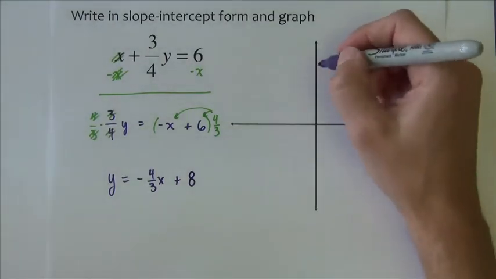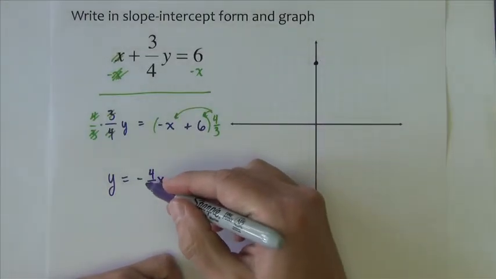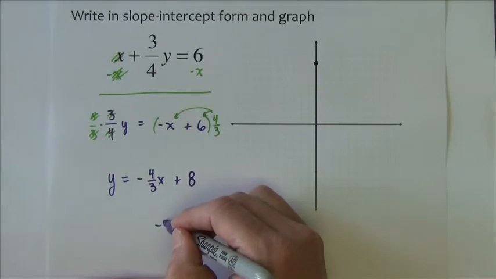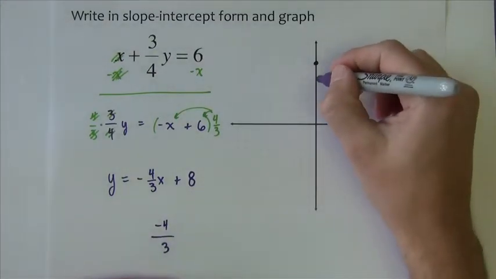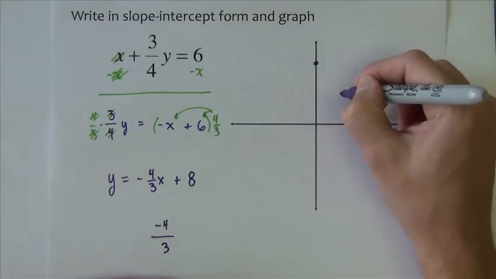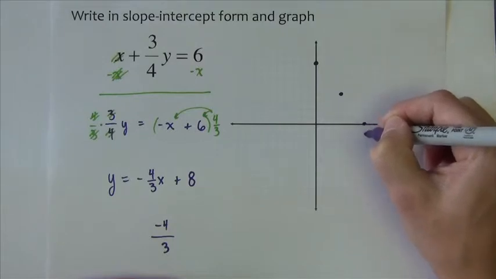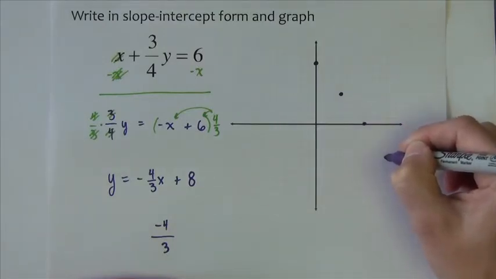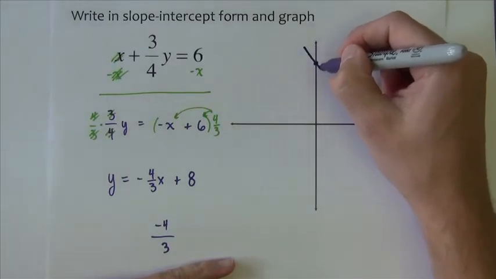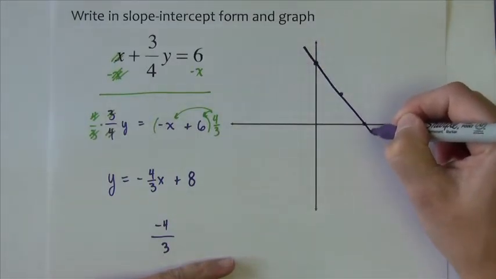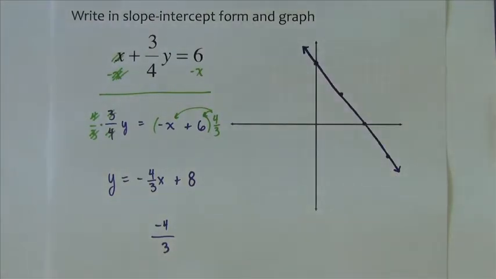Okay, on our graph, the 8 tells us where to start on the y-axis. The negative 4/3 is our slope. I'm going to put the negative on the 4. Leave the 3 positive, so I'm going to go down 4, right 3. Down 4, right 3. I think one more time is enough. And there's our line.